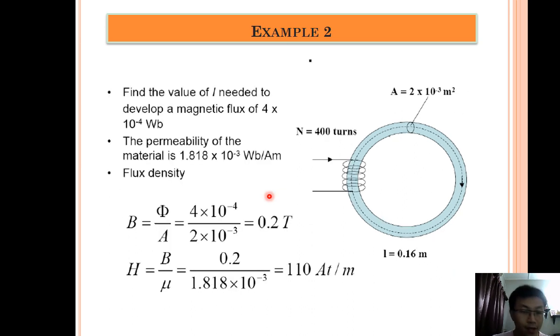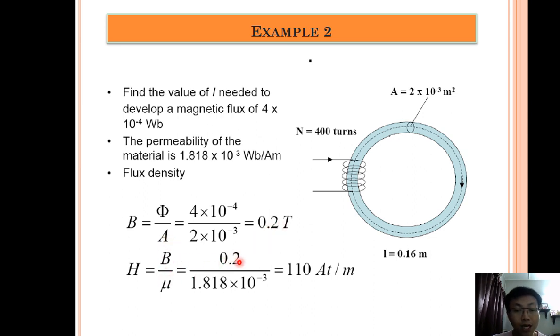Oh, it's at the back. So first, we'll find the flux density, B equals phi divided by A, whereby phi, 4 times 10 to the power minus 4, is given here. This is the flux, divided by the area, which is here, equals 0.2 Tesla.